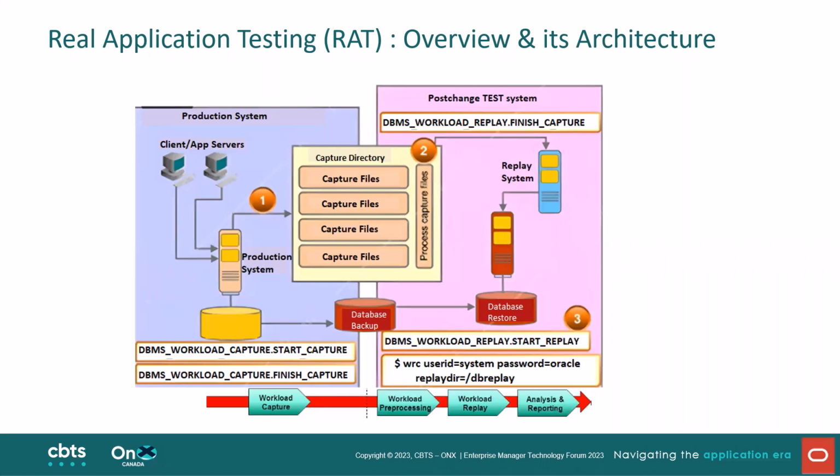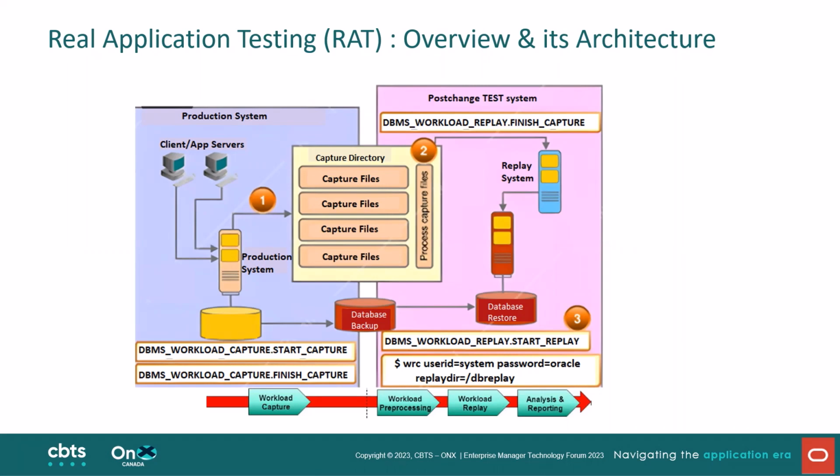So once you have that ready, the first step is to run the package dbms_workload_capture and its procedure start_capture to start capturing the SQLs, the workload, on the source system, your existing production database. So let's assume you would like to capture only 60 minutes of your peak workload during the business hour. Once that is completed, you have to use another procedure, finish_capture. And that will finish the workload capture on all of your instances. All right, so that's step number one.